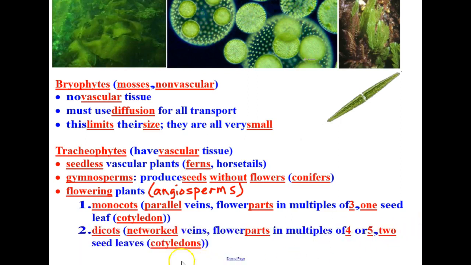And of course, the other kind here would be dicots. They tend to have networked veins in their leaves. They have flower parts in multiples of 4 or 5. And when we say flower parts in multiples here, we mean things like their petals, for example. And then they have 2 seed leaves in their seeds, which again are called cotyledons. So the dicots have 2 cotyledons, and the monocots have 1 cotyledon.